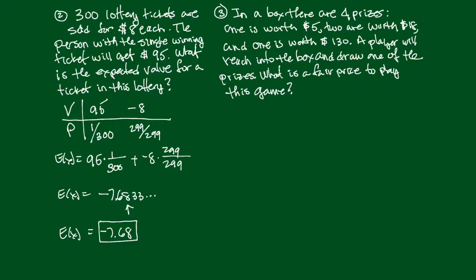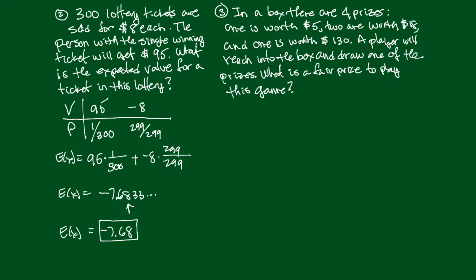Well, a fair price is going to be the expected value. So to find the expected value, as always, we are going to write value and corresponding probability. So we've got one value of $5, one at $18, and one at $130. Now, the probability of getting that $5 prize, well, there's 4 prizes. There's only one of those $5. But the $18, there's 2 of those 18s out of those 4. But then there's only one of those $130 prizes, 1 out of 4.